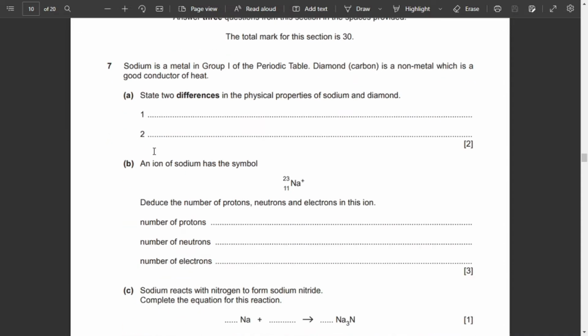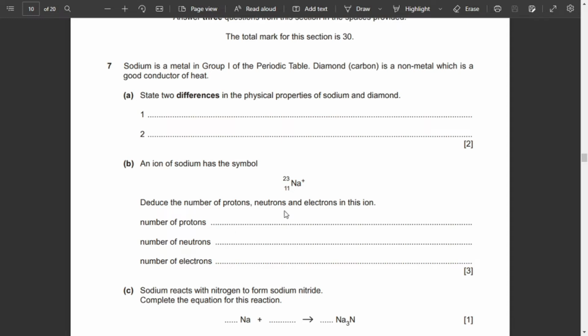So moving on to part B, an ion of sodium has a symbol of Na+, 23/11 as its proton number and its atomic mass. Deduce the number of protons, neutrons and electrons in this ion. Number of protons, very basic, very simple. This is the number of protons, that is 11. And number of neutrons is 23 minus 11, which will make it 12.